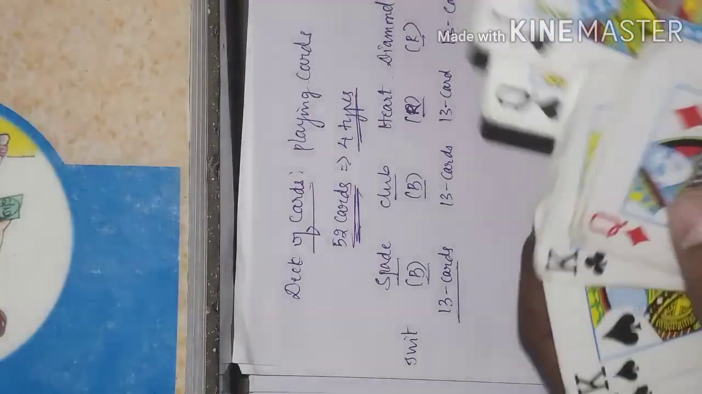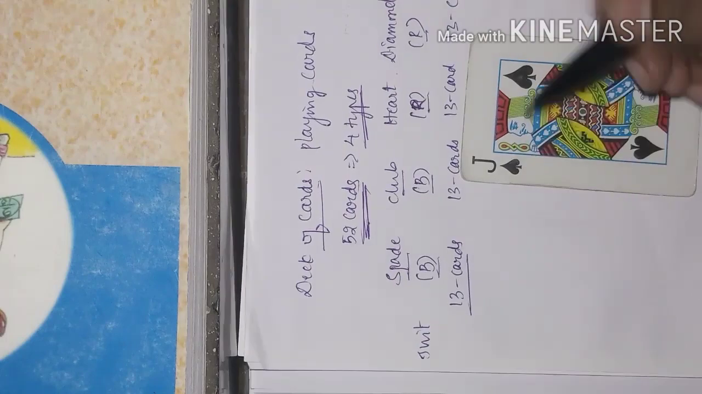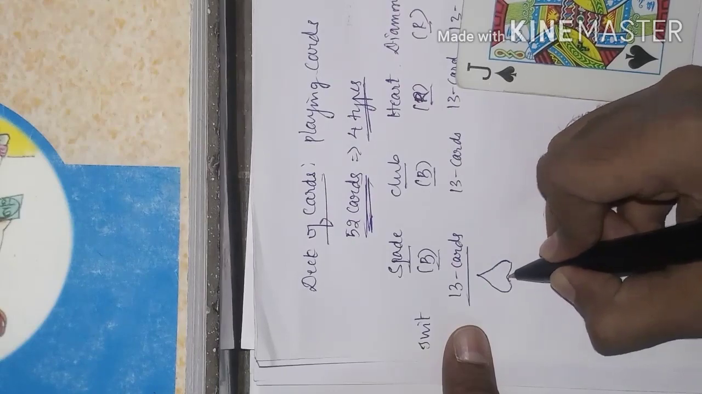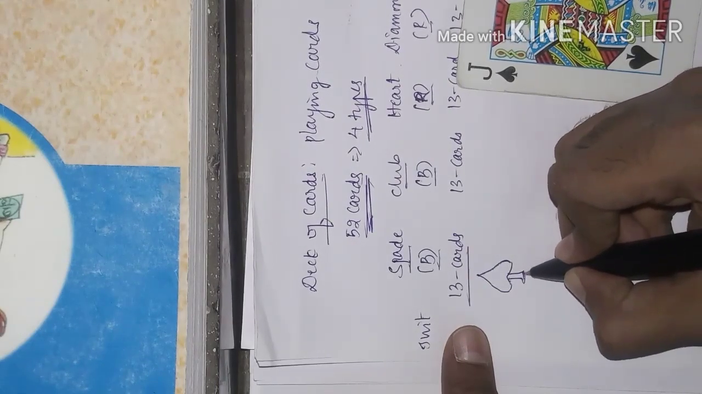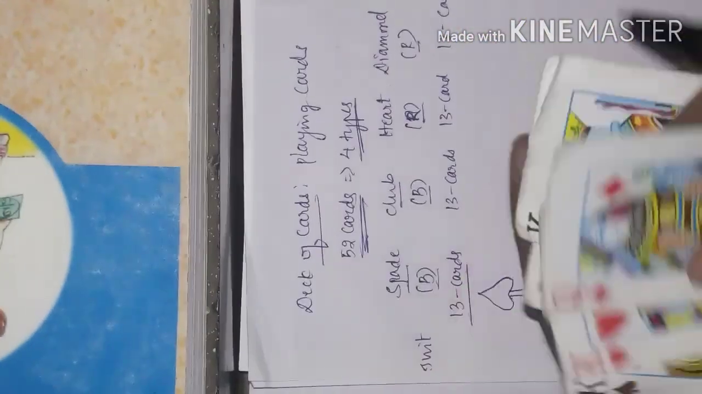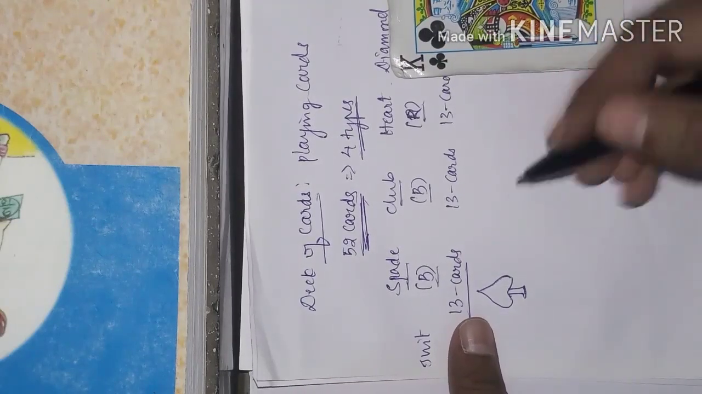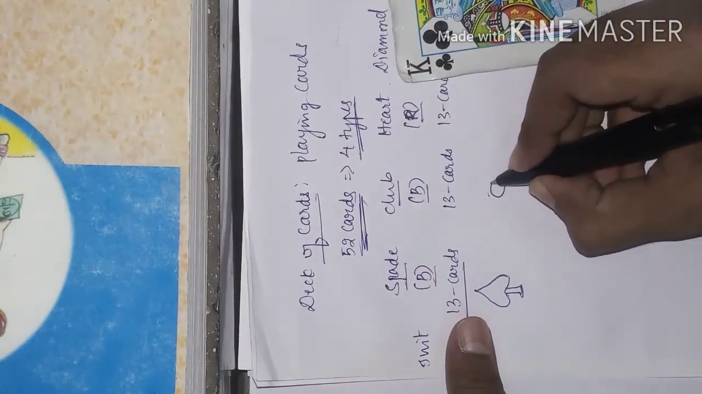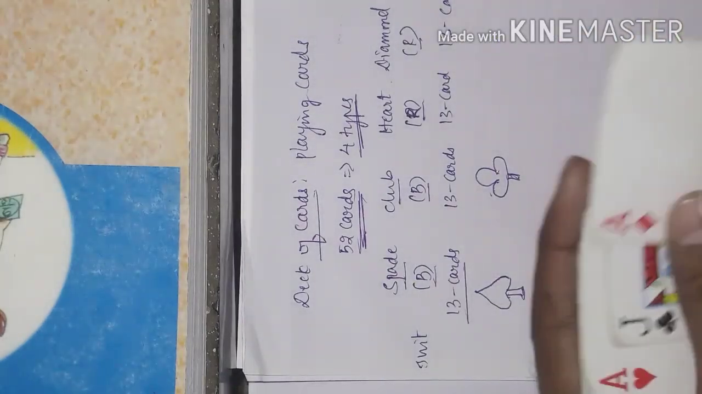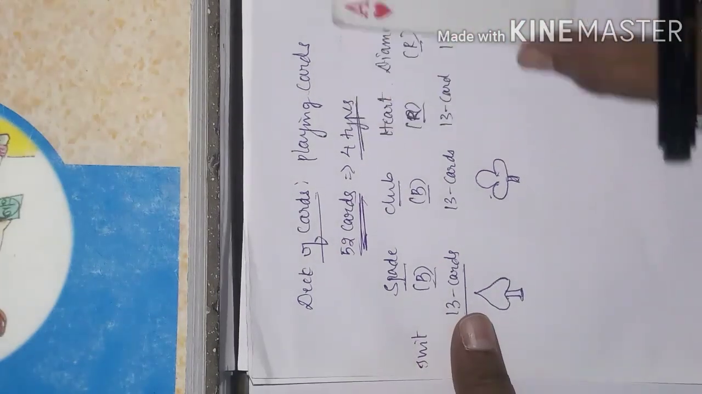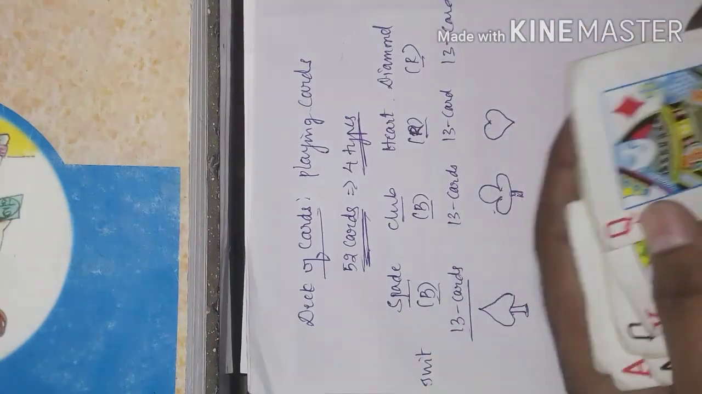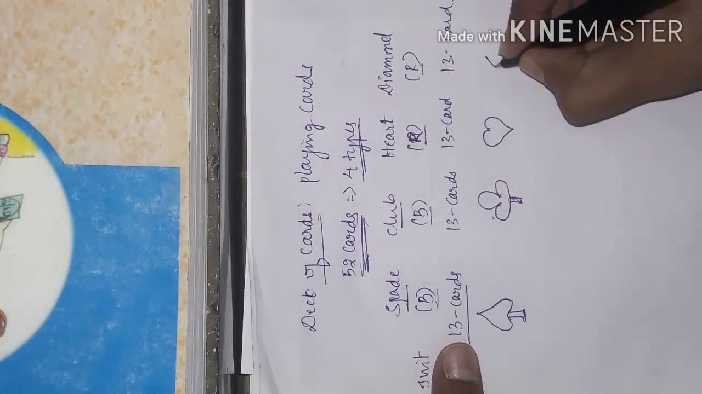This symbol is called a spade. Let us draw this diagram, something like this. This is called a spade. We'll keep it aside. And club, this is called club. Heart, this is heart. We'll keep it aside. And diamond is this, this is the diamond.